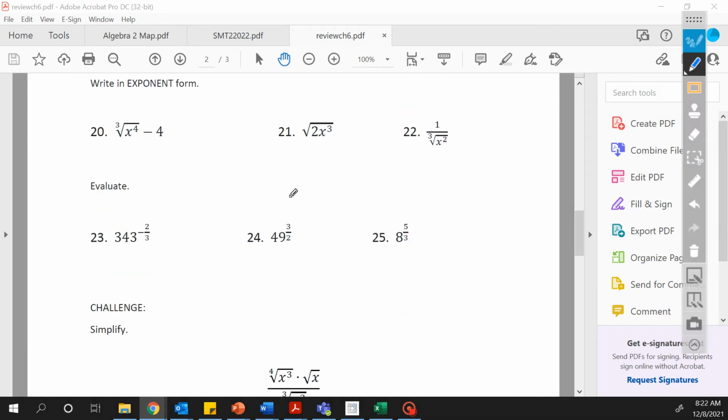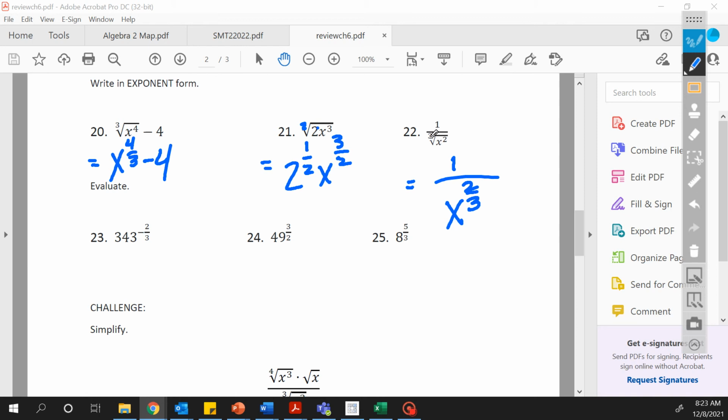Writing in exponent form, also simple, the index becomes the denominator, so this is x to the 4/3. The minus 4 doesn't have an exponent or a radical, so it just stays the same. This is 2x. You could write this with the 1/2 on the outside, or you could write this as 2 to the 1/2, x to the 3/2. So the index is 2, so each of these get a denominator of 2. And then this one would be 1 over x to the 2/3. The 3 becomes the denominator for that.